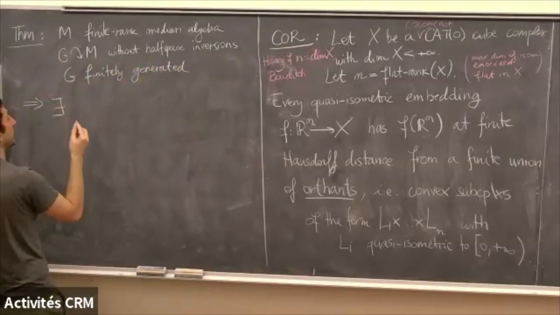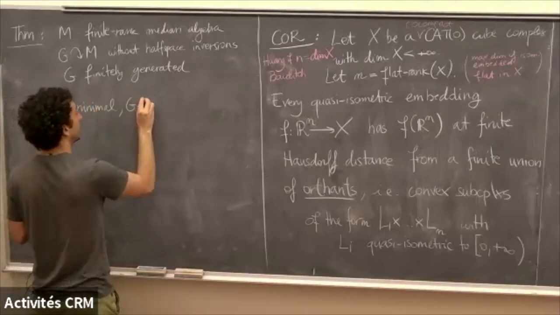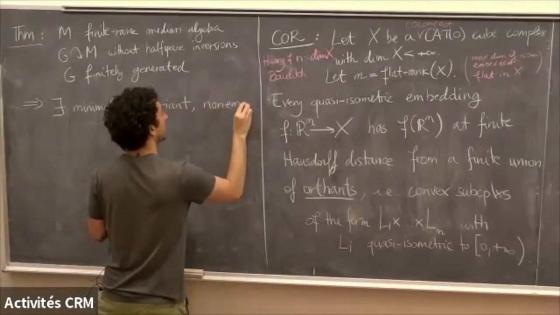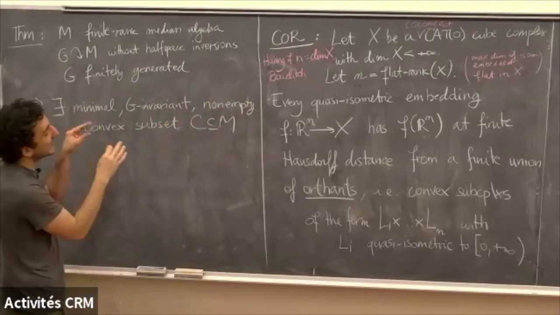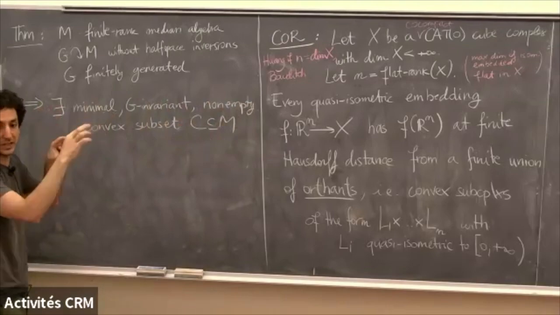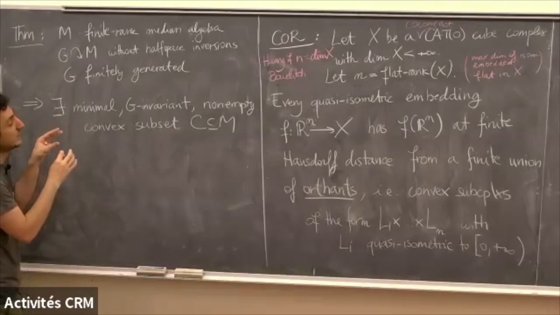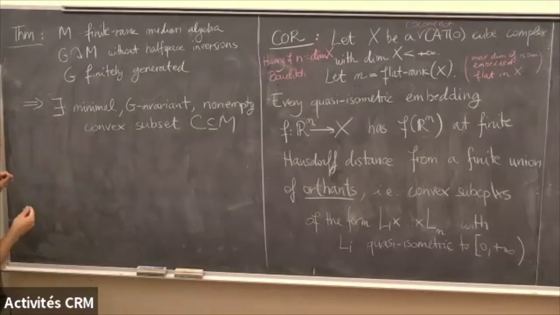Then there exists a minimal G-invariant non-empty convex subset C. And so in general, you don't have any invariant metric. It could be that outside of this convex set, you're seeing some stretching and some contracting that stops you from having an invariant metric. But still, inside of this invariant convex set, which always exists, you will see exactly the same kind of skewering dynamics that Caprace and Sageev are interested in.